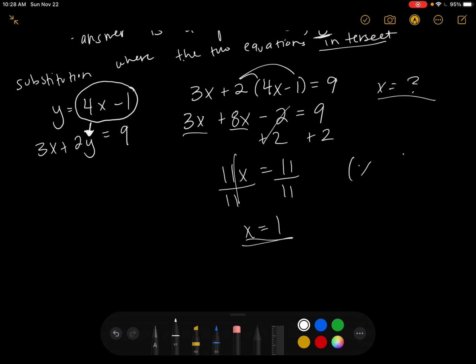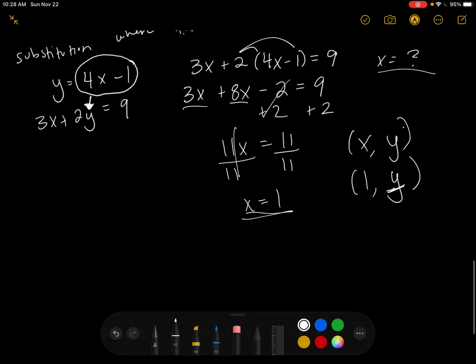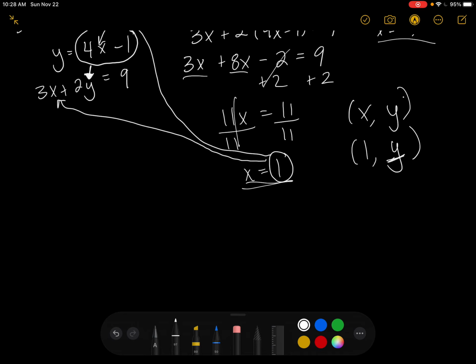But remember, our answer is x comma y. So I just have one part of it. Now I need to figure out what's the y. Okay, but it's really easy now. I already know what x is. So again, I can use substitution, and I can plug 1 into x. And I can plug it into either of the two equations and solve for y. We'll do both for this first example, just so I can show you it doesn't matter which one you pick, you're going to get the same answer.